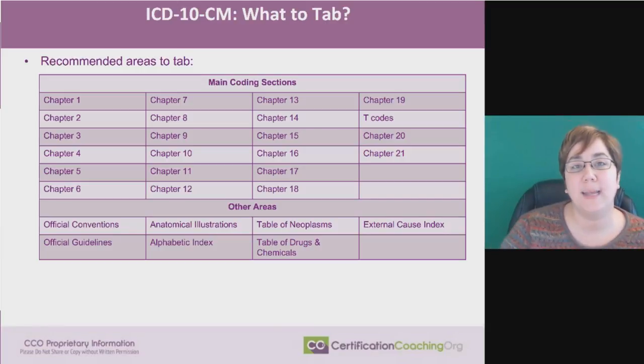The alphabetic index. This is another one where it's all up to you. I put one tab at the beginning of the alphabetic index, and I tend to put additional tabs at some of the areas I use frequently, like family history and some of those codes that I tend to go to a lot.